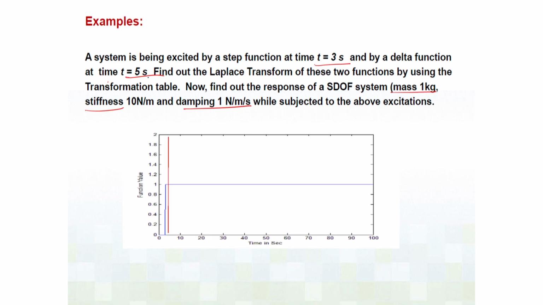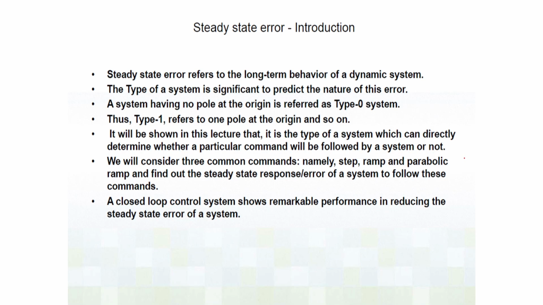Now, I told you that some specifications I have given you first and some more, total 7, right? 4 I have given you earlier, and 3 more specifications I am trying to give you now, which are called the steady state error of a system. So, the steady state error refers to the long term behavior of a dynamic system.